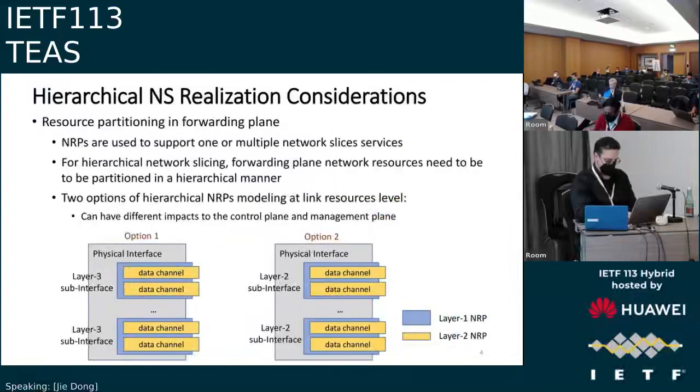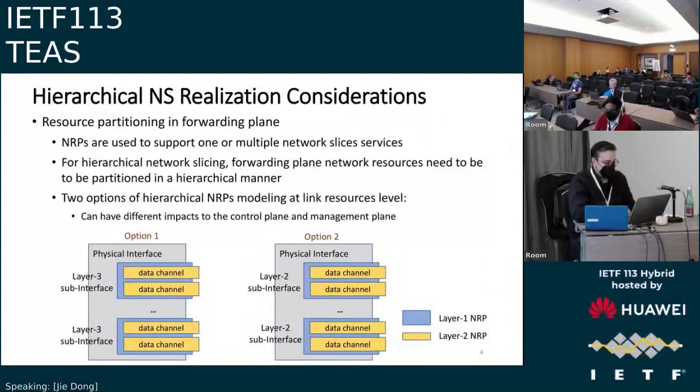Okay, in the following slides, we will show some considerations about hierarchical network slice realization. The first one is about resource partitioning in the forwarding plane. Since we want to support hierarchical slicing, the NRPs in the underlay are used to support one or multiple slice services. For the hierarchical slicing scenario, the forwarding plane resources need to be partitioned in a hierarchical manner. And we need to show the different levels of NRPs in the network to the upper layer planes like the control plane and data plane.